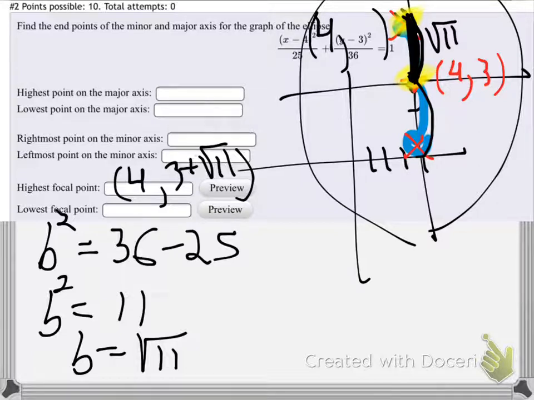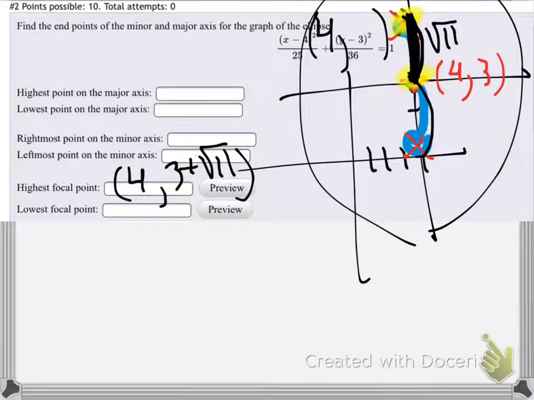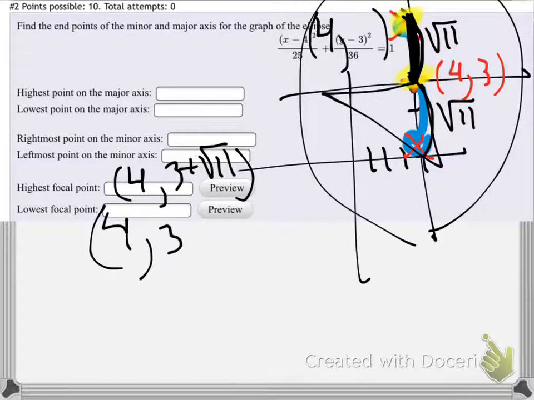On the lower focal point, according to that picture, if we do that little a, b, and c thing, that's going to be radical 11 going downward here. So it's 4 over, and then it'll be 3 steps up, take away the square root of 11. And that's what I'm thinking they're looking for. Highest focal point is 4 comma that mess, and lowest focal point is 4 comma that other mess.